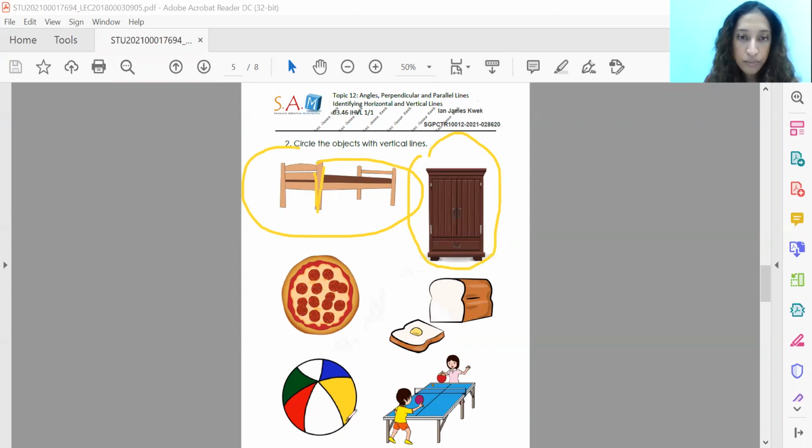What about the ball? No vertical lines, right? And what about this one? So there are, yeah, a couple of them. So yes.